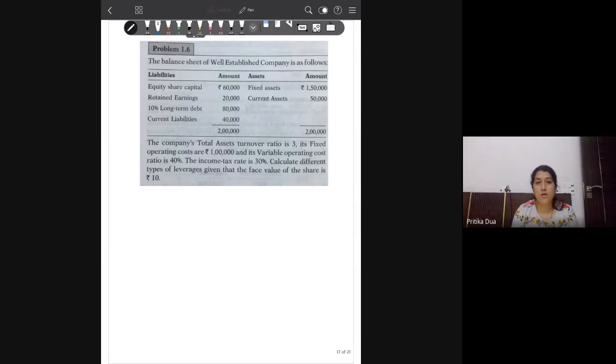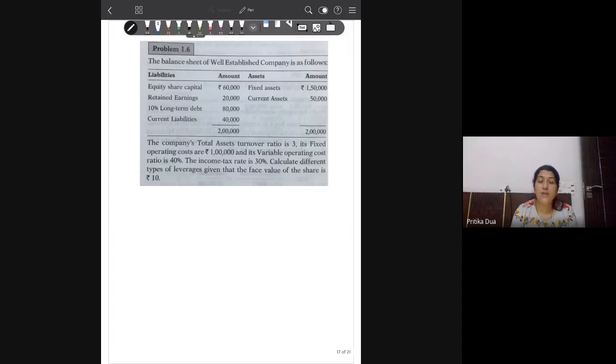Your fixed operating costs are 1 lakh and the variable operating cost ratio is 40%. The income tax is 30%. You have to use the information given to calculate the different types of leverages. Okay, so the information required to calculate leverage is derived from the income statement, and for that the starting point is the sales revenue of the firm. So directly no sales revenue is given to you.